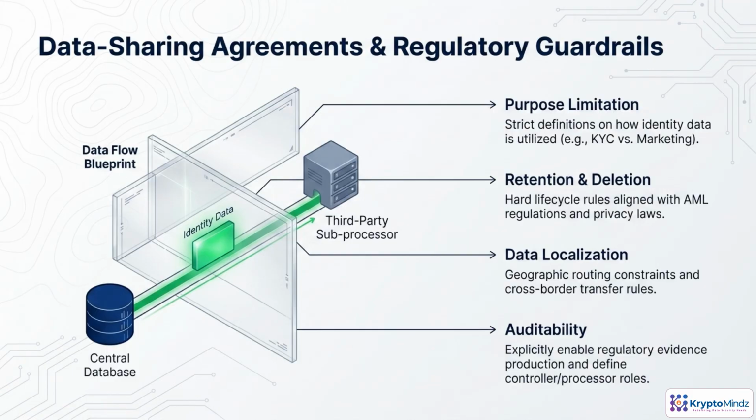Once identity data leaves your platform, architecture has to be backed by strong data sharing agreements. First, purpose limitation. Define precisely which flows may use the data and explicitly forbid secondary uses like marketing unless reconsented. Second, retention and deletion. Encode hard lifecycle rules in the system, not just in policy documents. Third, data localization. Your routing layer must respect jurisdiction and cross-border rules. And throughout, build auditability in, so every transfer is provable and roles are unambiguous.